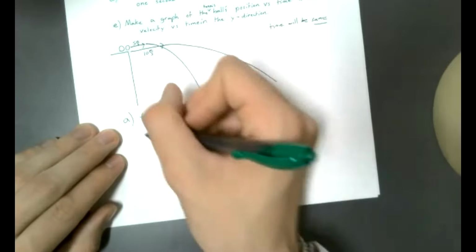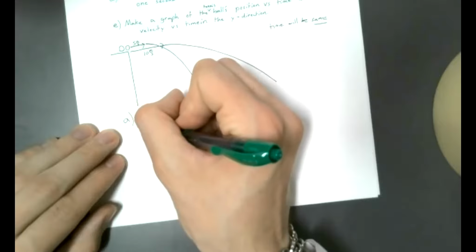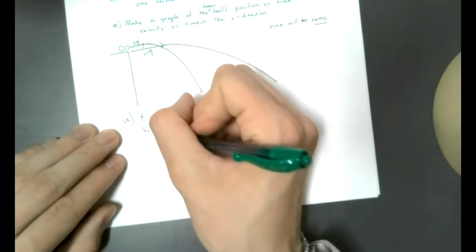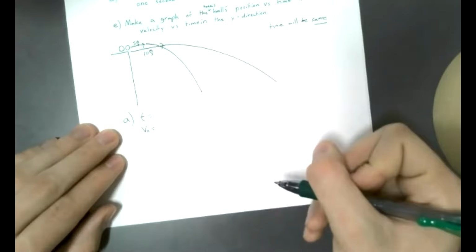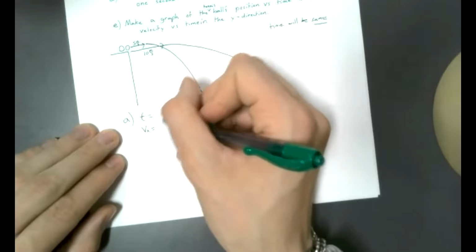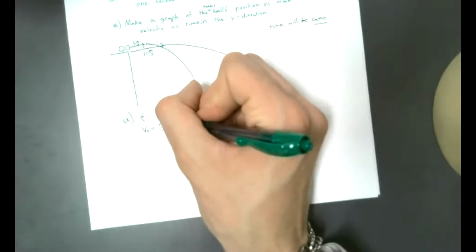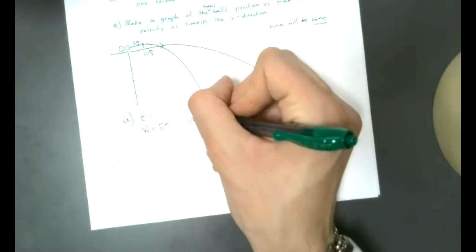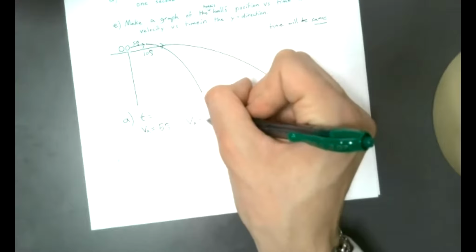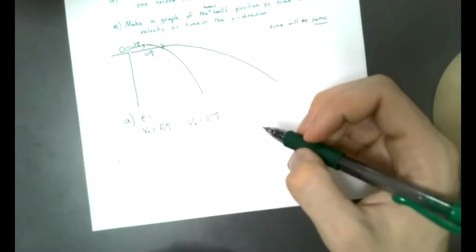And I have to think about what I know. So I know that each of these has a Vx, an initial velocity in the x direction. For the tennis ball, it's going to be 5, and for the bowling ball, it's going to be 10 meters per second.